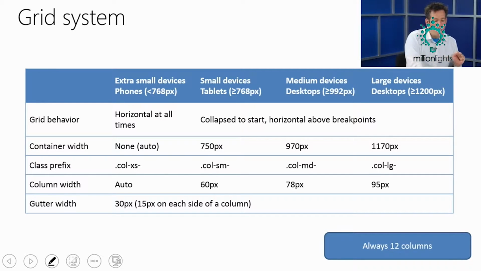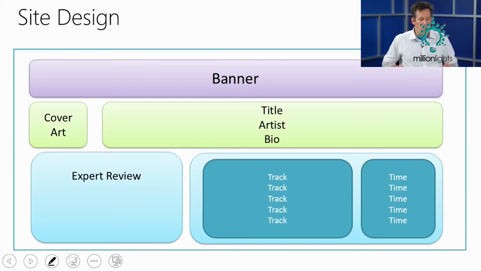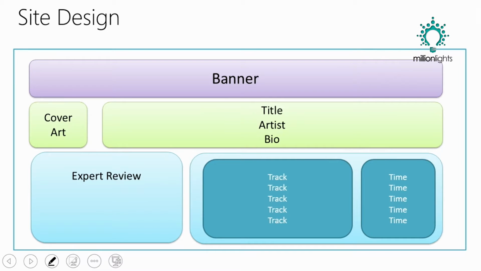Now, one little thing that I do want to highlight here is the container width, because we've already seen that class of container. You're going to notice that on small screens it's going to be 750, on medium screens it's going to be 970, and on large screens it's going to be 1170. So you'll notice there'll be a little bit of white space on each side just to make sure that it displays correctly there.